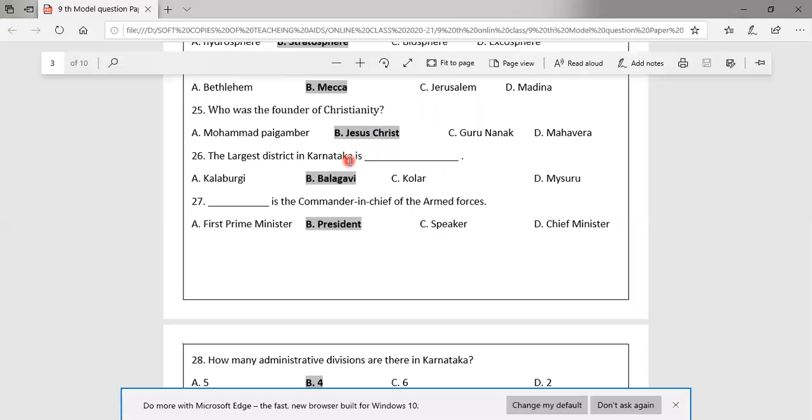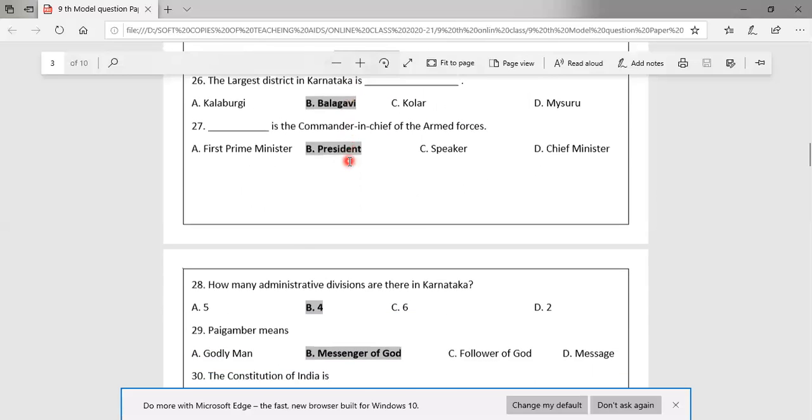The 27th question is, dash is the commander in chief of the armed forces. Option A, first prime minister. B, president. C, speaker. D, chief minister. The president is the right answer. He is the supreme commander of all defense forces.